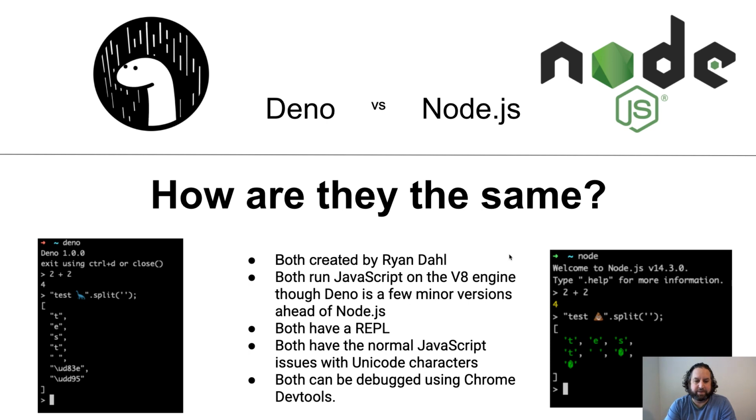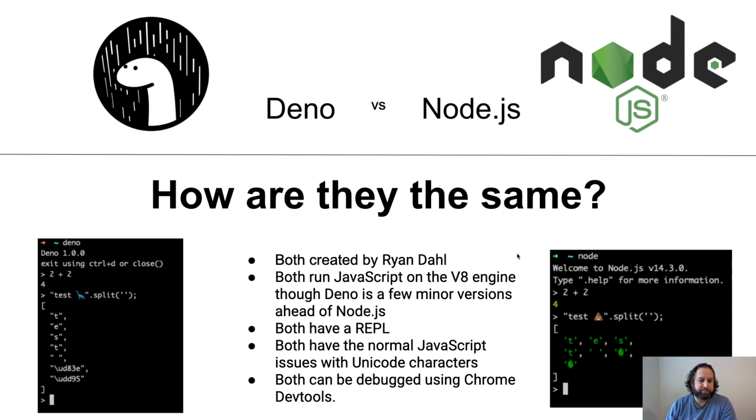How are they the same? Well, maybe that's not really the question. You don't really care whether they're the same, right? But both of them were created by Dahl, who was the creator of Node.js as well back in 2009. Both run the JavaScript V8 engine, though Deno is a few minor versions ahead. Not a big deal, probably.